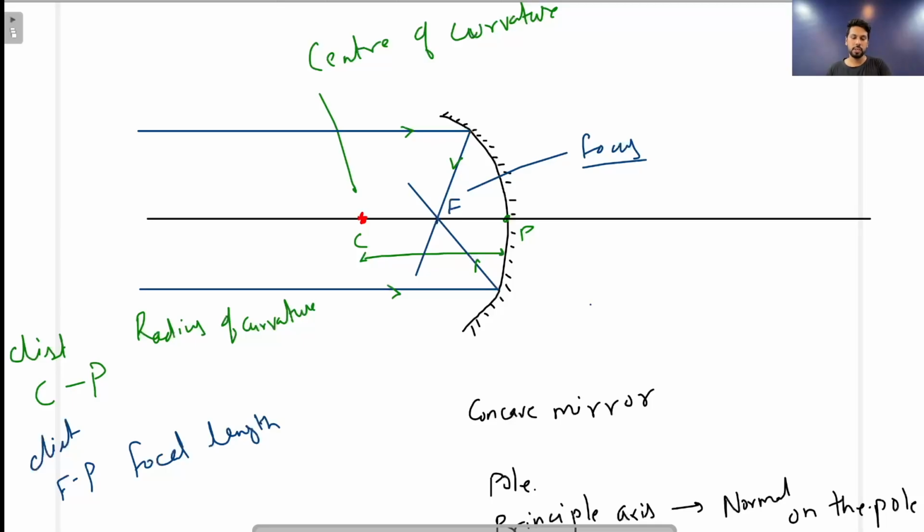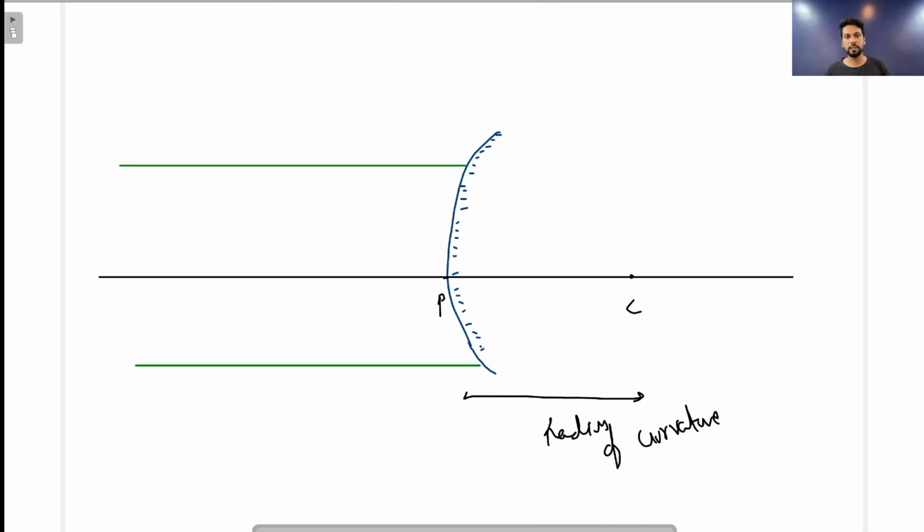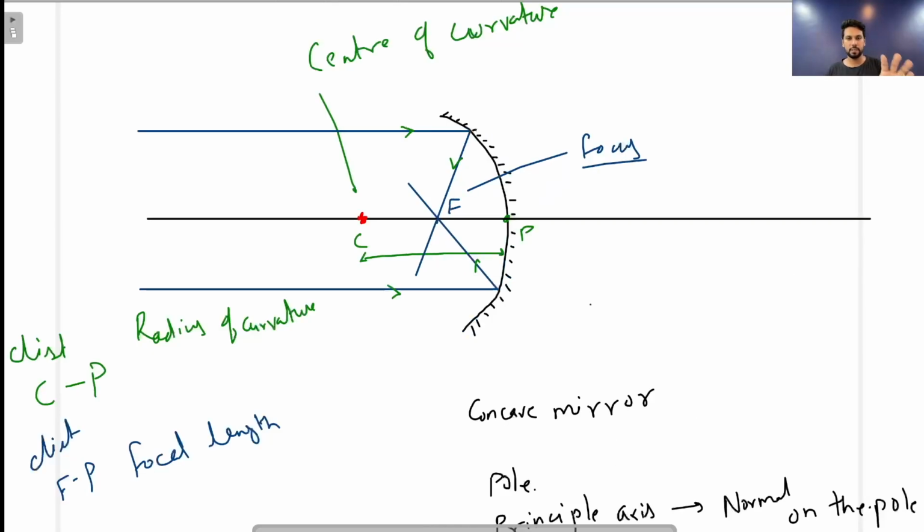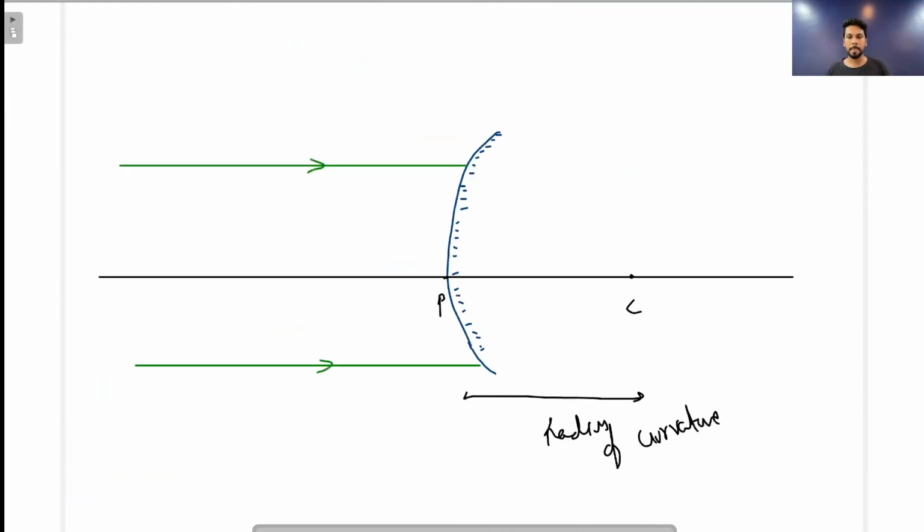In the same way, if I show the direction for this side, it's diverging. You look here, it is converging in this case, but in this case it's going to be diverging. Light is going to diverge away from one point. And what would that point be? So it should be like this. It's going to diverge away.